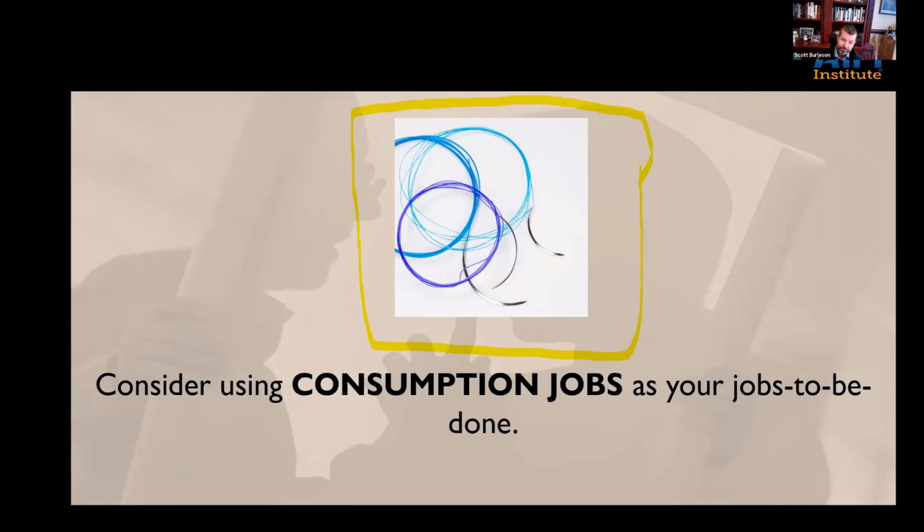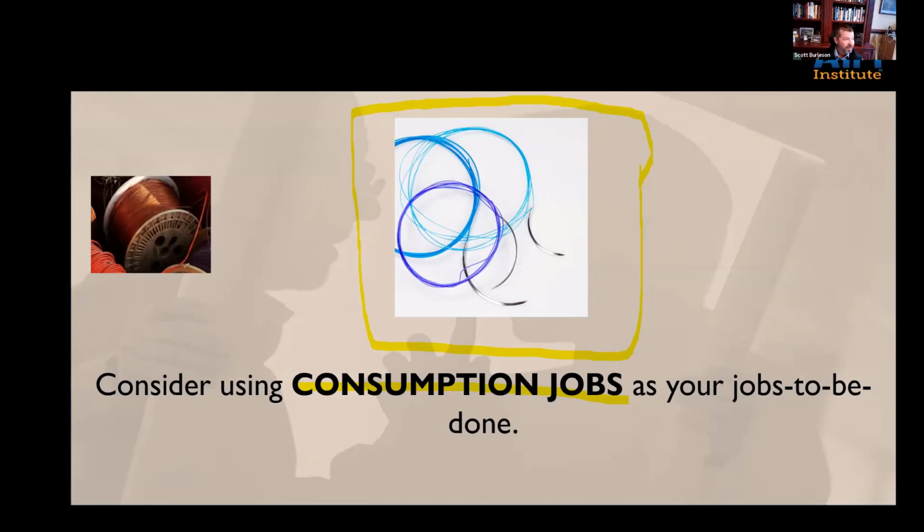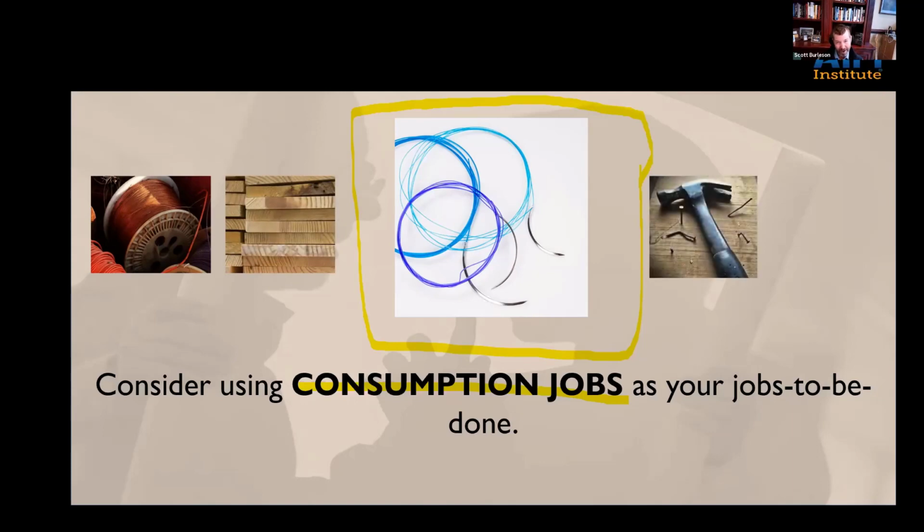But there's this thing called consumption jobs you want to think about. Because imagine what if you make copper wire, right? That's a pretty stable product, and the thing people hire copper wire for, as a conduit for electricity, has been that way for a long time. It's probably going to stay that way for a long time. There's probably not a lot of innovation in the wire, right? What if we make lumber or hammers or pipes or valves or thread or bolts?